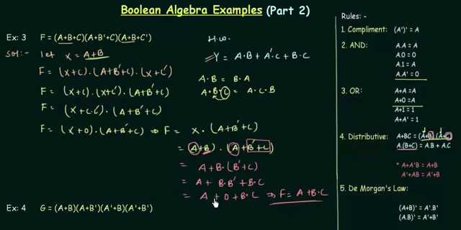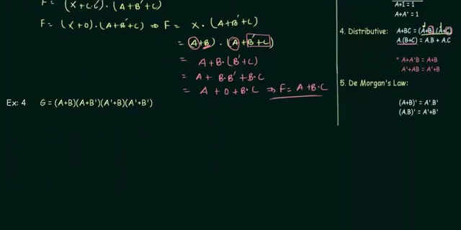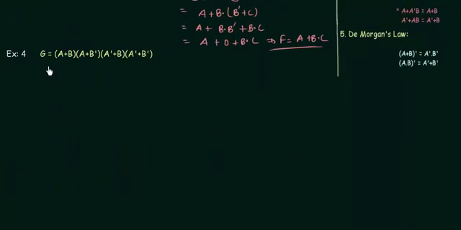So this is the way to solve the Boolean algebra, and I have used distributive laws. I have used a and a complement equal to 0, it is very important, and also I have used a or 0 is equal to a. Now we will see the fourth example, in which the function is g and it is equal to a or b and a or b complement and a complement or b and a complement or b complement.